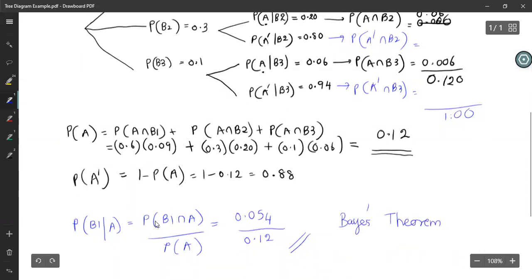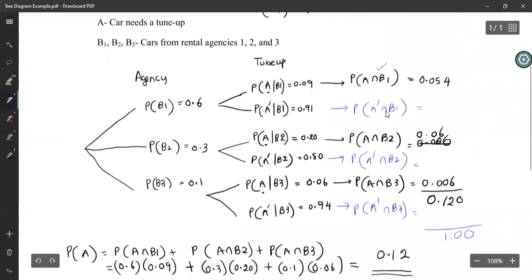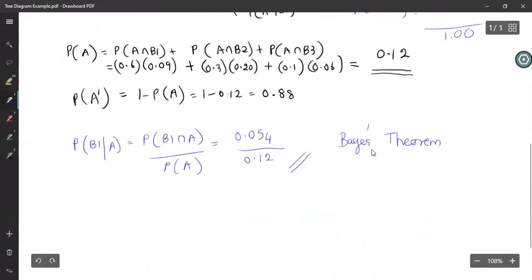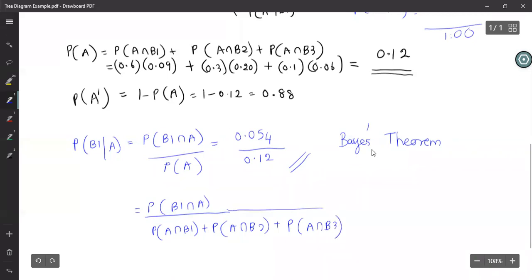In Bayes theorem, you get P(B1 given A) divided by all the other intersections. So simply this is the same as P(B1 and A) divided by P(A). How do you get P(A)? P(A and B1), P(A and B2), P(A and B3). So this is P(A), right?